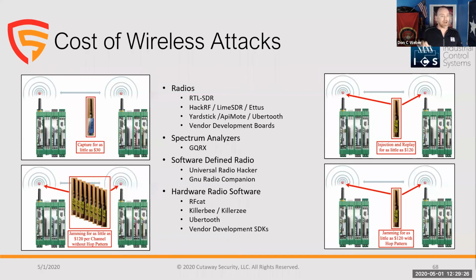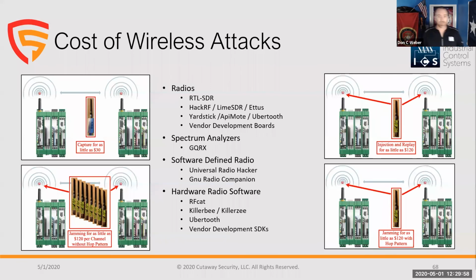I can take that thought process, and as you can see on the bottom 2 images, I can, for as little as $120 per channel, jam or interfere with all of your channels within your hopping pattern. So I can just see what your offsets are, buy as many radios as it takes, and implement jamming. If I'm able to figure out your hopping pattern through observation or through some type of hardware manipulation, I can program a device.